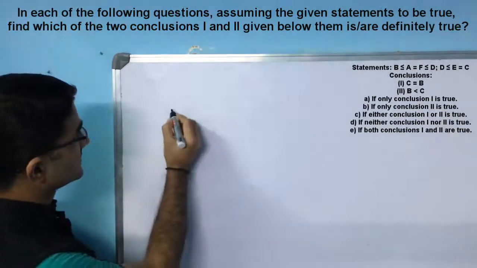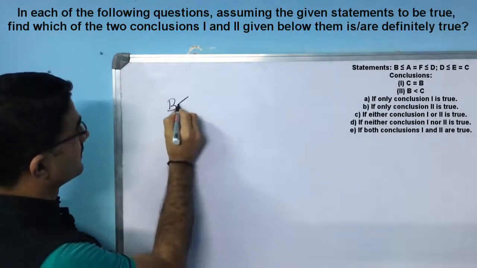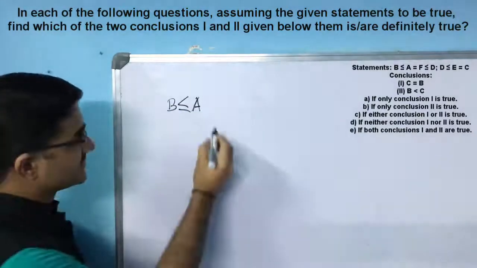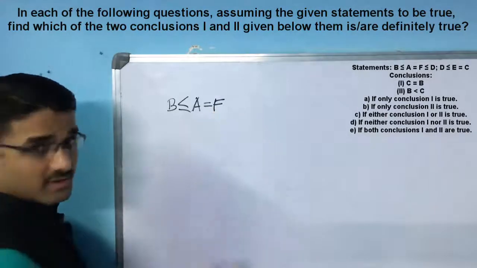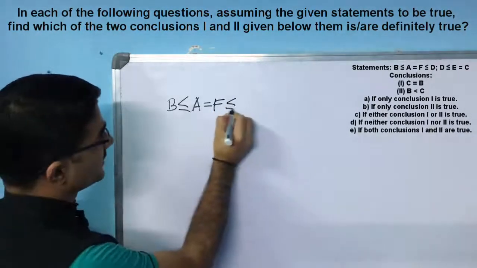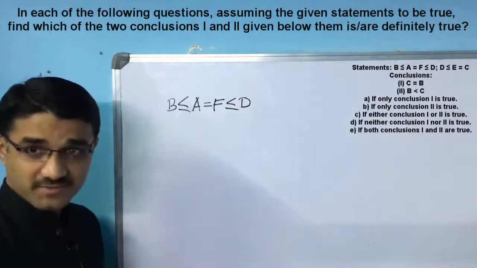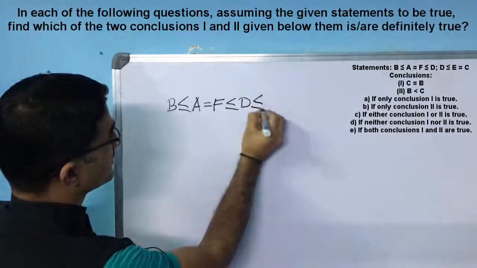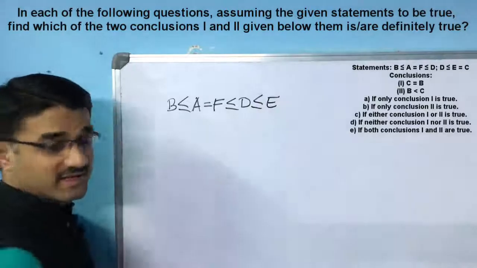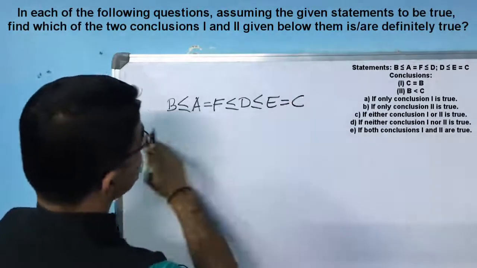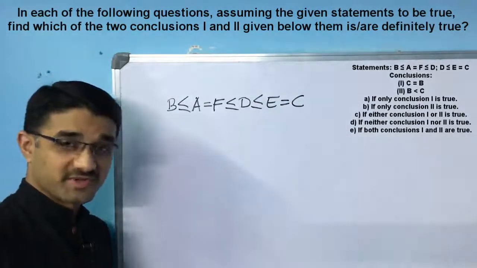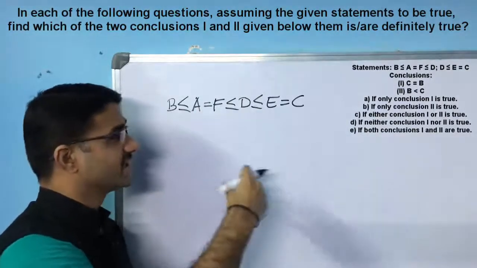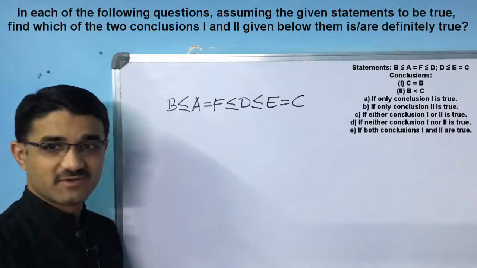B is less than or equal to A. A is equal to F. F is less than or equal to D. This is what is given. You also have D is less than or equal to E and E is equal to C. All right, this is our entire statement. I have already explained in the fundamentals that it's better to combine all the given inequalities into one simple inequality.